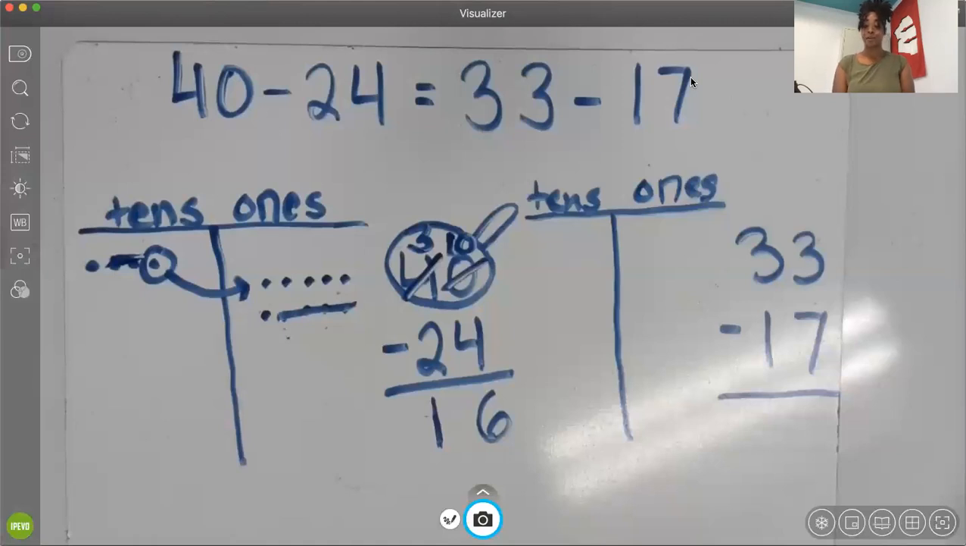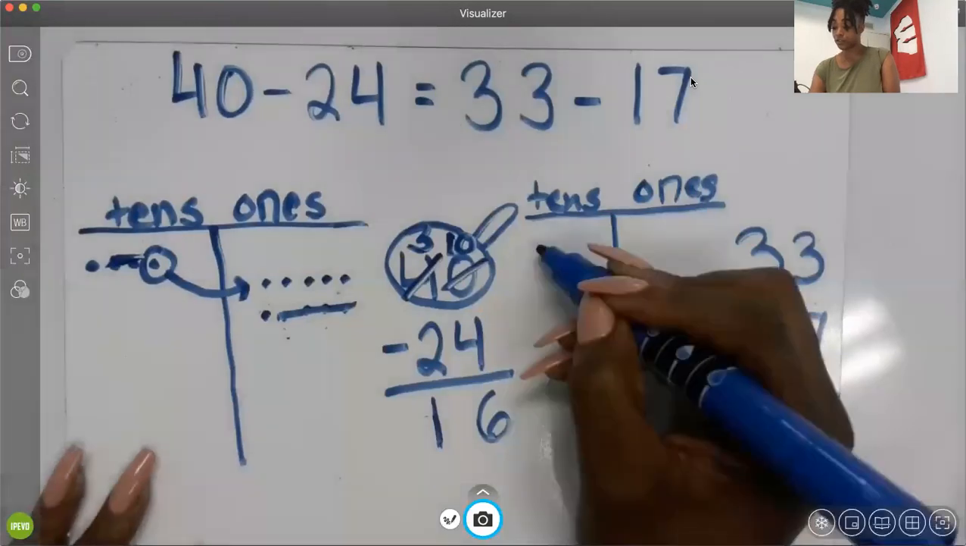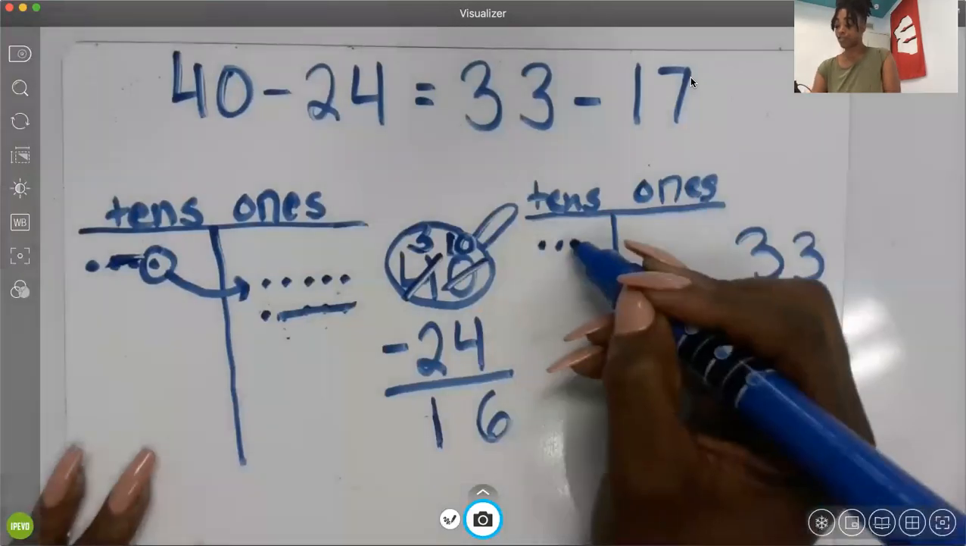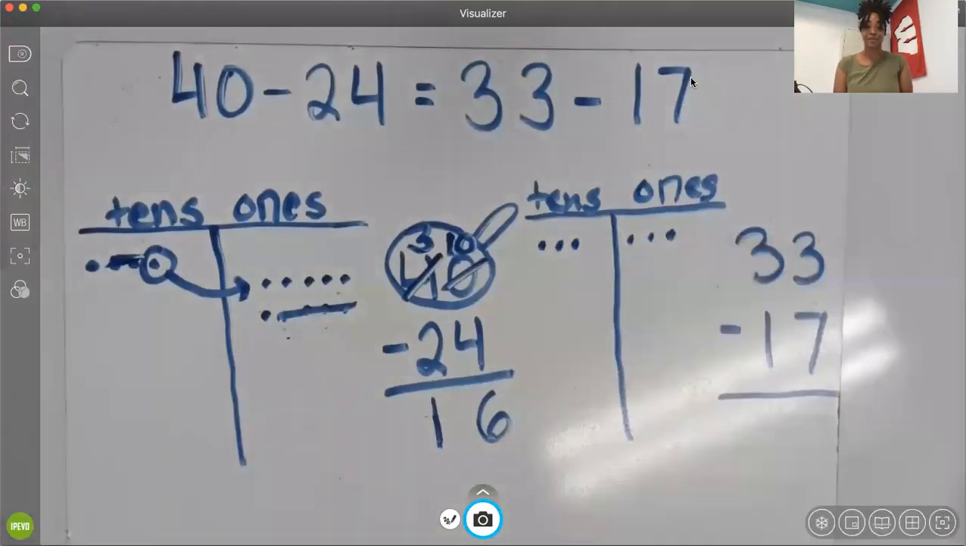Let's pause for a moment. Did you know that the whole value was 33? If you did, you were correct. Let's put 33 on our place value charts. In 33, there are 3 tens and 3 ones. Does your place value chart look like mine? Great job. Let's continue. Go ahead and continue to work at your own pace on this problem.